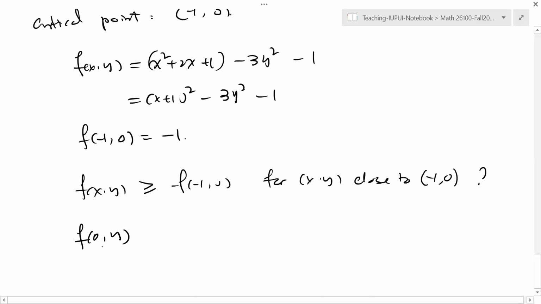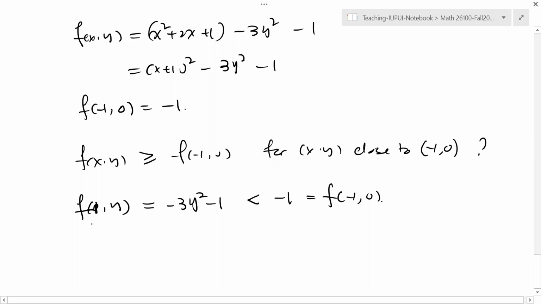If I let x be 0, then I get negative 3y squared minus 1, which is less than negative 1. Negative 1 is going to be f of negative 1, 0. No, I put a negative 1 here. Sorry. If you draw the picture here, negative 1, and this is one. For points along this line getting close to that point, the value of the function is always smaller than the value of the function at that particular point, negative 1, 0.